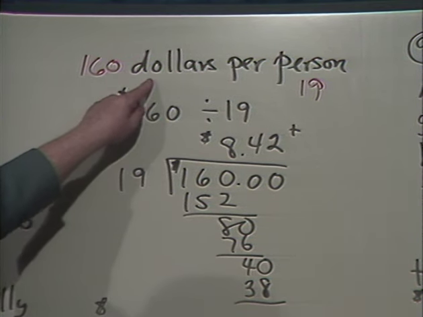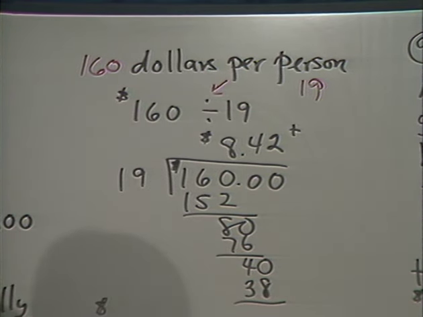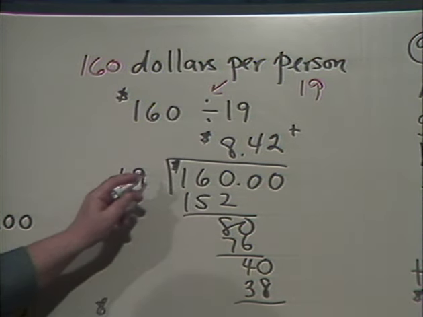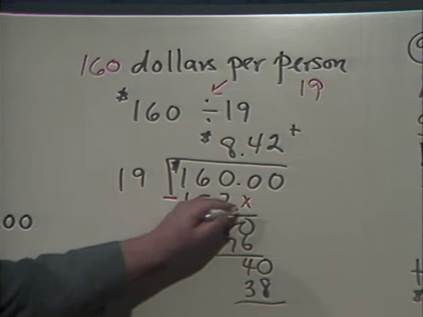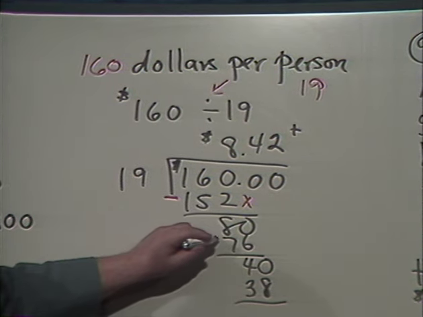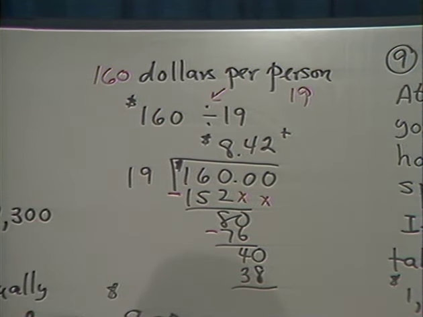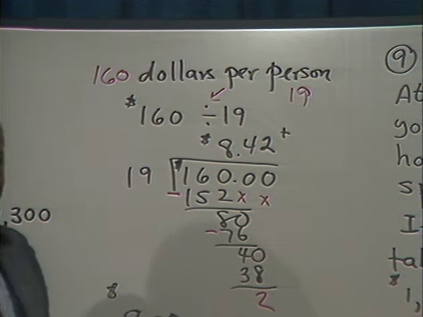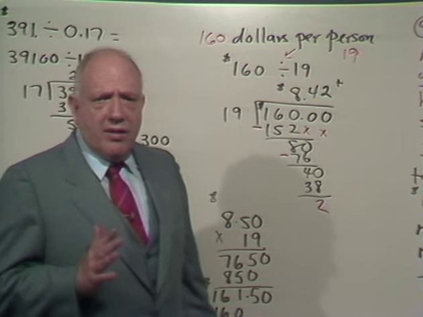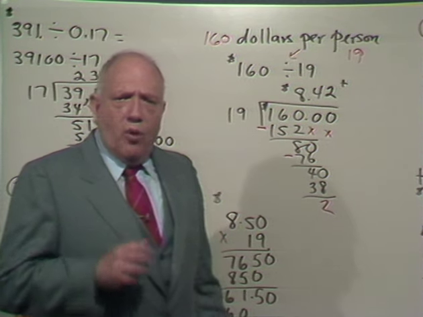So how do we get the answer? We take $160 and divide that by 19 people. How many times does 19 go into 160? Let's do it as a money problem. 19 goes into 168 times. 19 times 8 is 152. We subtract, we get an 8. Bring down the 0. 19 goes into 84 times. 4 times 19 is 76. We subtract, we get a 4. Bring down the 0. 19 goes into 40 twice. Get 38. Subtract. And so far the answer is what? $8.42 plus. In other words, for this to come out right, everybody has to give a little bit more than $8.42.